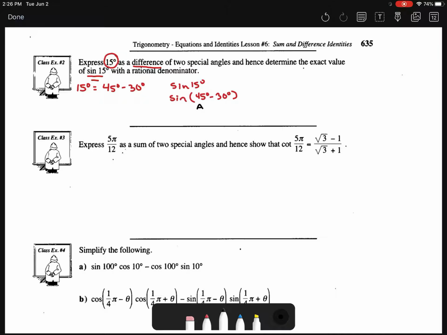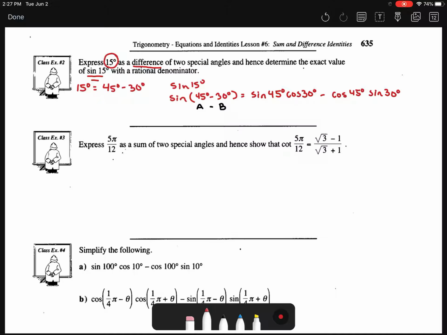Now, this is going to be like sine A minus B. So all I do from the previous page is I follow the pattern for sine A minus B, which in this case would be the sine of 45 degrees, cosine of 30 degrees, and then we're going to subtract cosine of 45 degrees, sine of 30 degrees. And I should know those values. So you can see that's like sine A cos B minus cos A sine B, right? That's what we are basically doing.